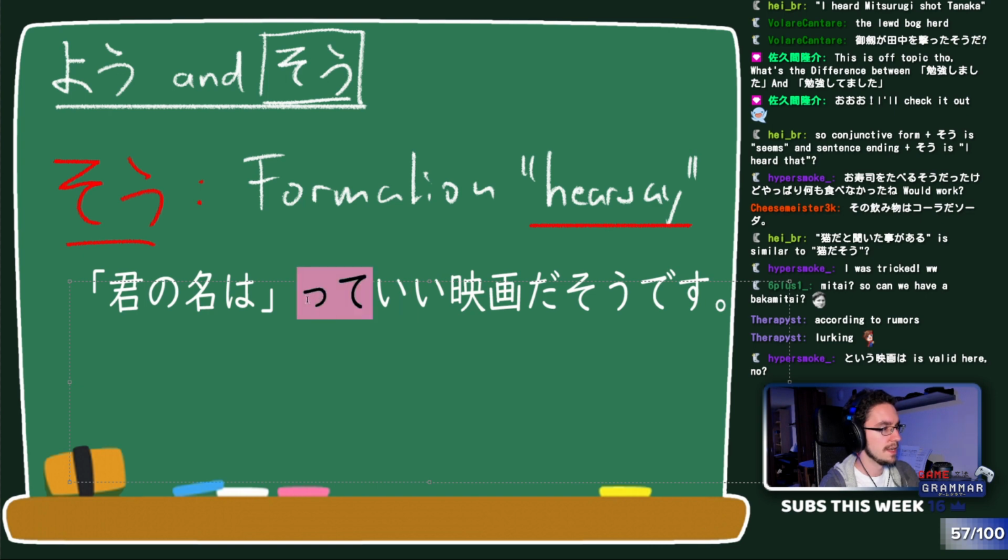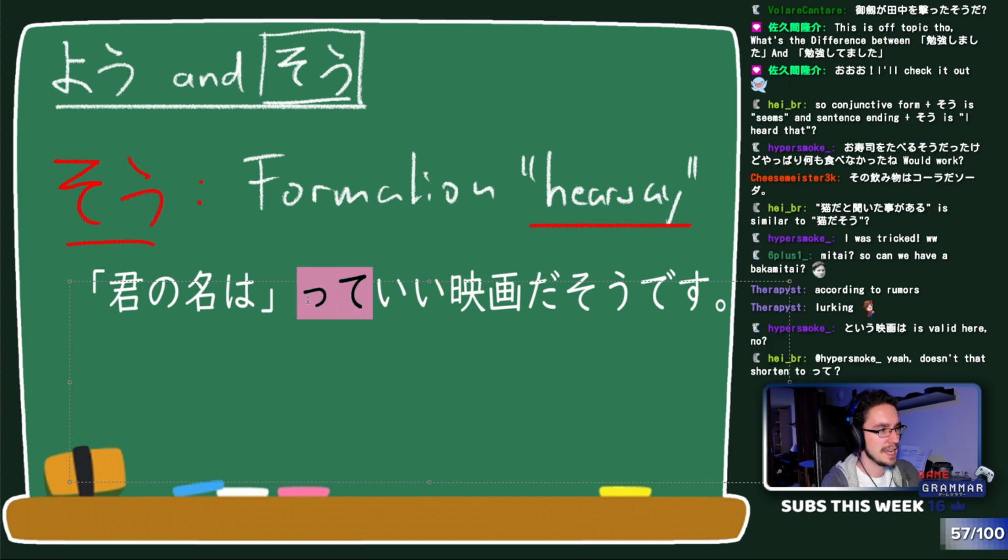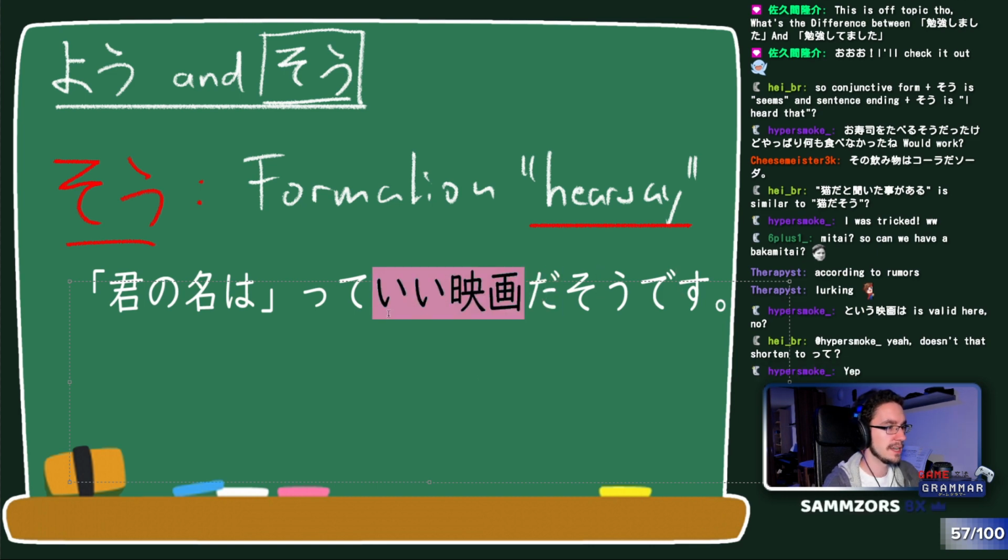君の名は te works really well because it just kind of works as a topic marker here. But yeah, basically, right? That's kind of what te here shortens to. But yeah, and then いい映画だそうです. Also note how we can use a whole adjective plus noun phrase and then add soda. So I hear it is a good movie, right? And we use いい映画 as good movie as one noun phrase, and then we add だそうだ to that.